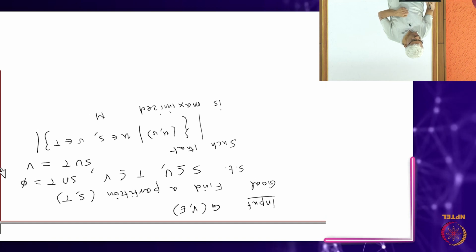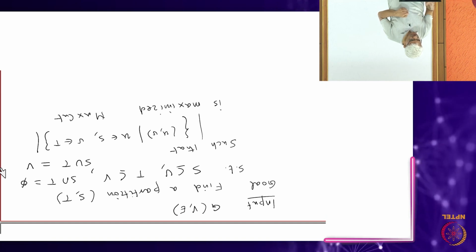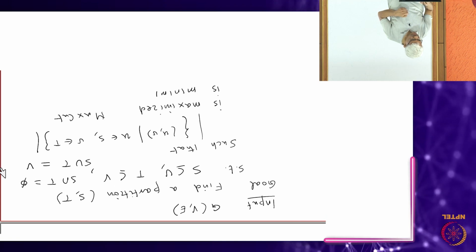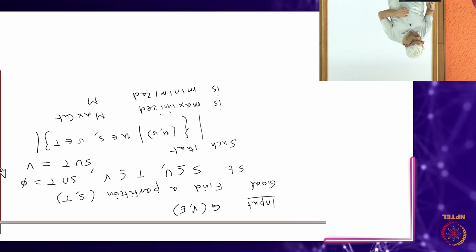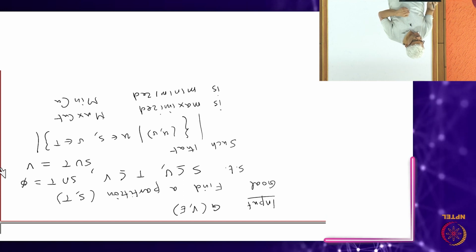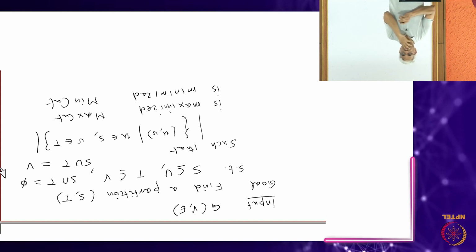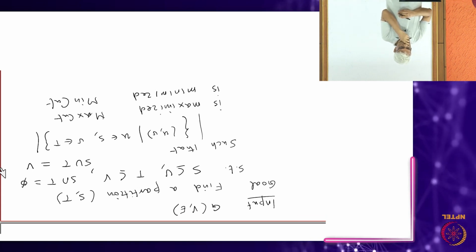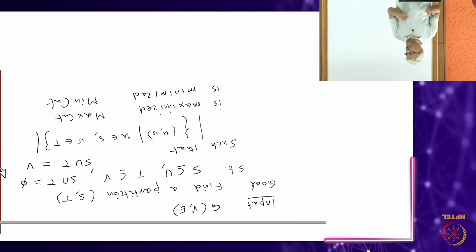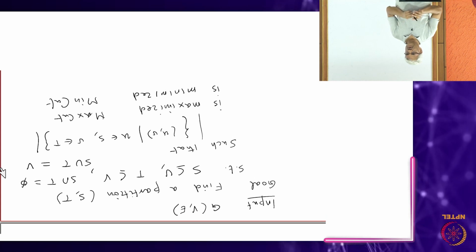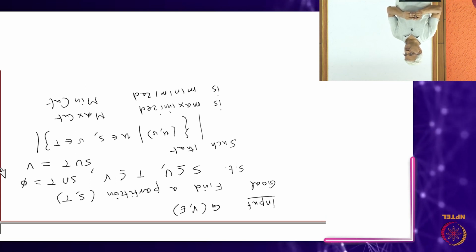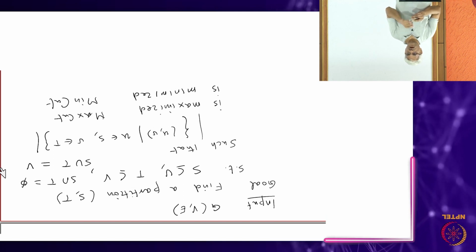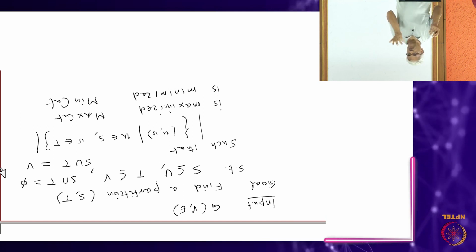This is max cut. You can also talk about minimizing. This is min cut. One of these problems is polynomial time solvable. Which one? Have you seen this? Okay, you may or may not have seen.